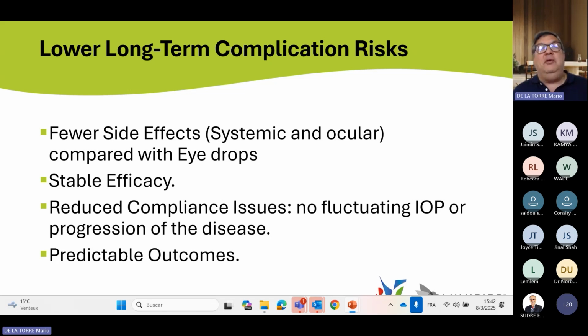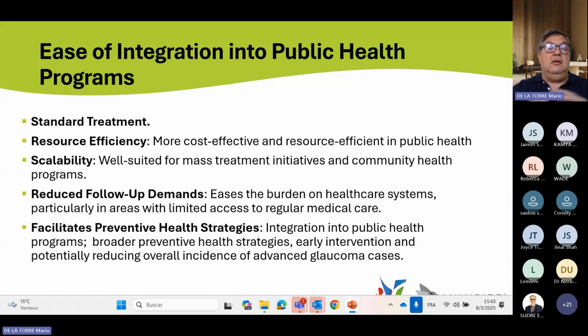It stabilizes the IOP, and there is also no progression of the disease. You have predictable outcomes. For integration in public programs and public health, it is a standard treatment with scalability, reduced follow-up demands, and it facilitates preventive health strategy. In every single situation, it is very, very positive.